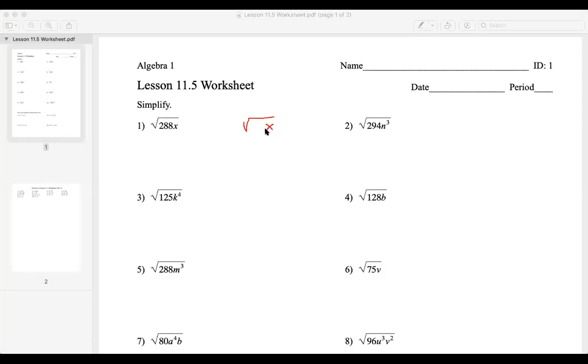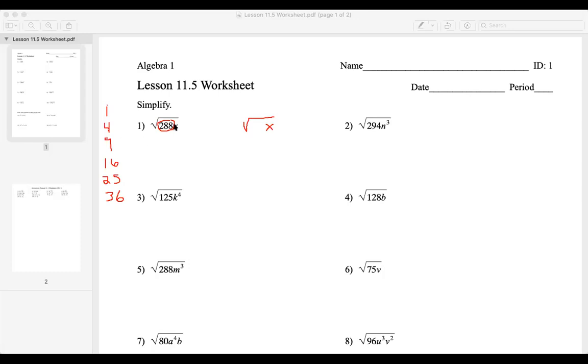All right. 288. Okay, here comes last night's homework. 288. Pick a number that you think goes into 288 that's a perfect square. This is kind of where you take a guess. Remember, the numbers you have to choose from: don't ever choose 1. 4, 9, 16, 25, 36, and so forth. Of those numbers, which one is the most likely to go into 288? I want to say 16, maybe? I don't know. Maybe it does.